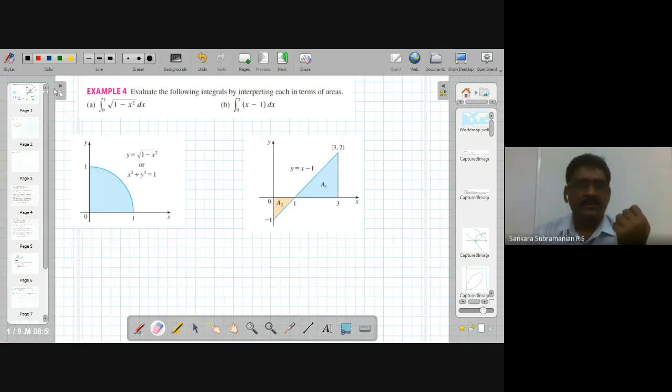Therefore, it is also necessary to draw the diagram for the given curve, and also find its area. Okay, so this is the idea.